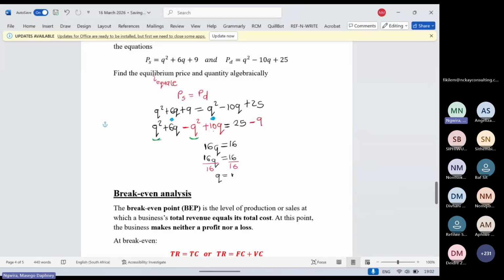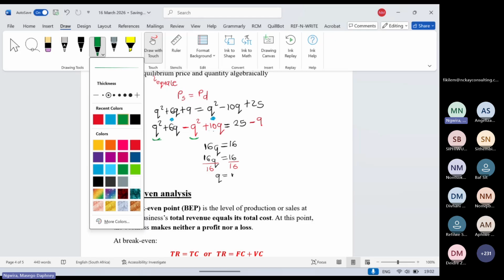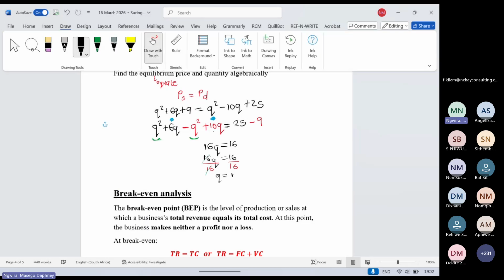The whole point of dividing by 16, I wanted to cancel this side. That's why we divided by 16. And then now we have our Q. So we know it's tradition. Once you have your Q, you must also look for P. When you look for P, you use one of the functions.